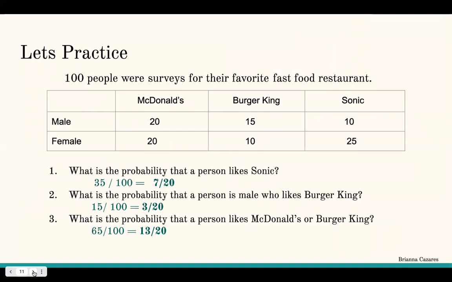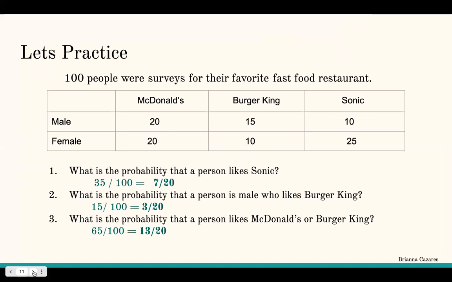So for practice, we would have students go up on the whiteboard to solve the problems or work in groups. For this problem, it's a table with 100 people who were surveyed for their favorite fast food restaurant. The first question asks, what is the probability that a person likes Sonic?